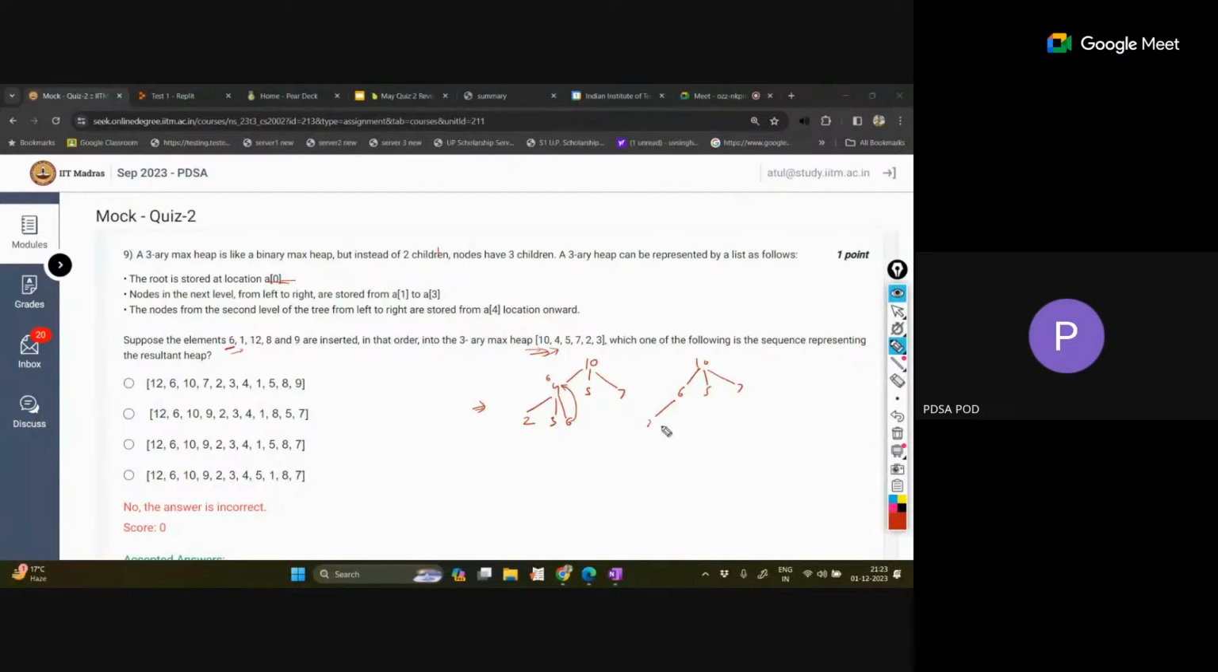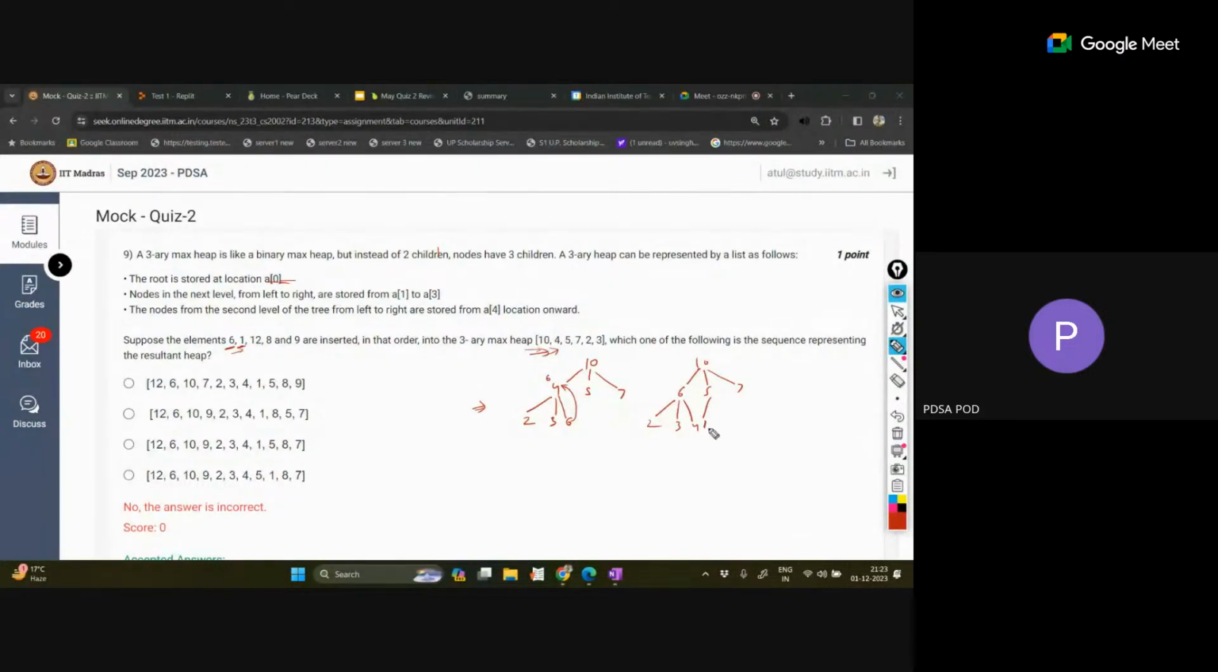Okay, and this 2, 3, and this will become 4. So swapping will happen between 6 and 4. So always compare with the parent node during the insertion time. Next value coming is 1. So 1 will be inserted as the first child of this 5.